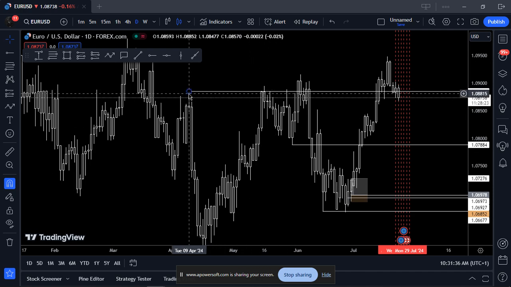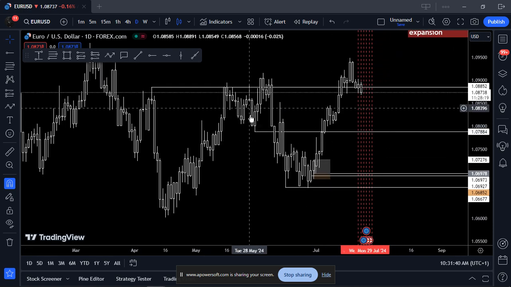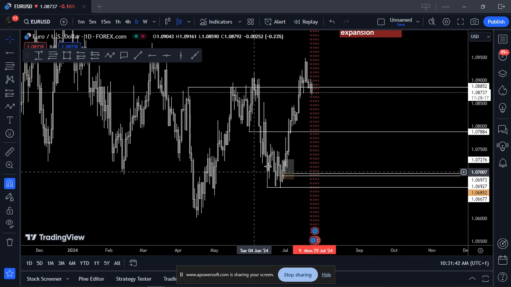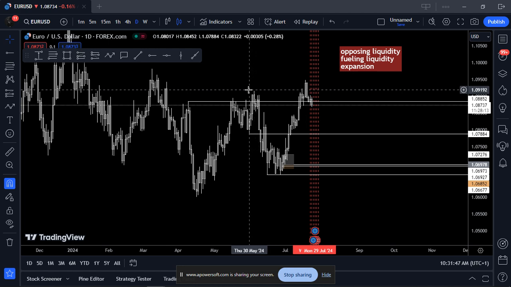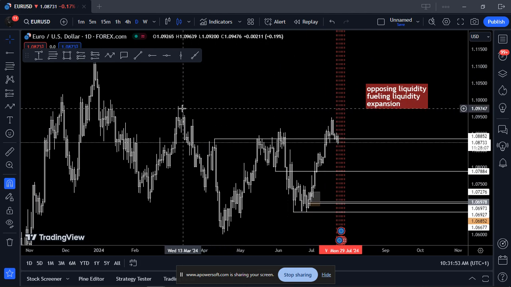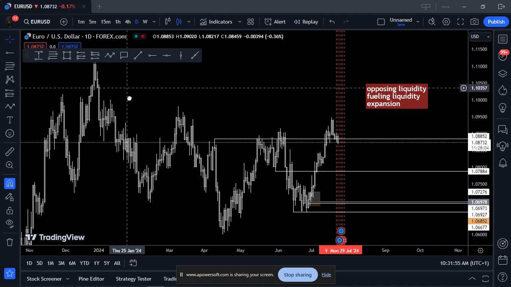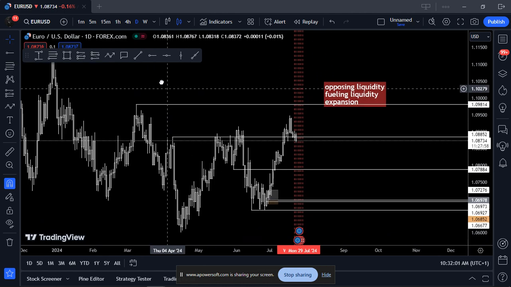This being opposing liquidity taken, and after opposing liquidity has been taken, falling liquidity has been taken. If price closes above this 1 day time frame, where do you think price is going? It will get here. Chances that it will get here. But let's work with this one to get here.